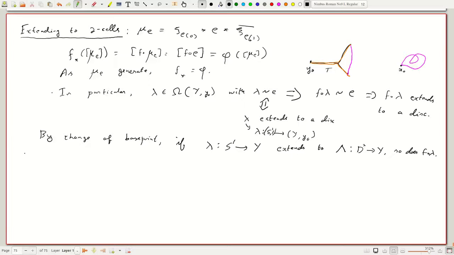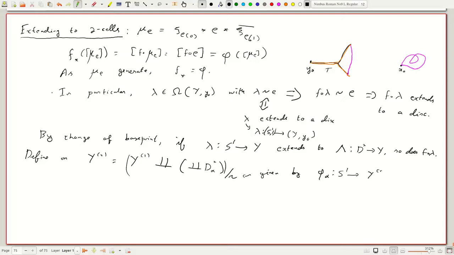Now we are set. So we want to define f on the 2-skeleton Y2. So remember, this is Y1 disjoint union of the disjoint union of D alpha 2 by equivalence, and the equivalence relation is given by phi alpha, which maps S1 to the 1-skeleton. Okay, and on this f is defined.